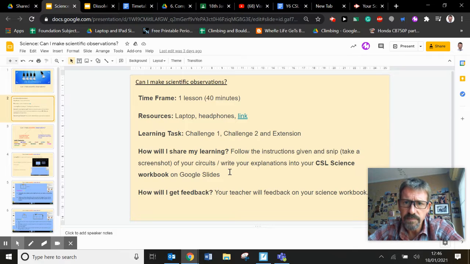To share your learning, you need to snip or take screenshots of the circuits that you make and put it into your CSL Science workbook on Google Slides with your explanations. Okay, and your teachers will give you feedback on those.